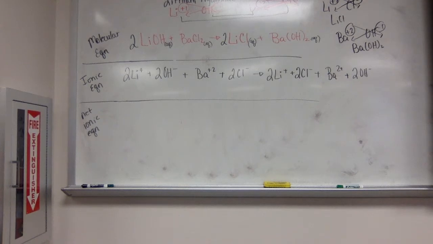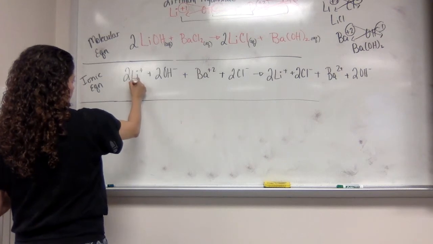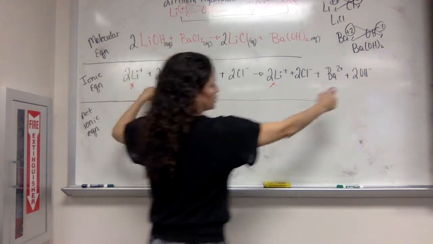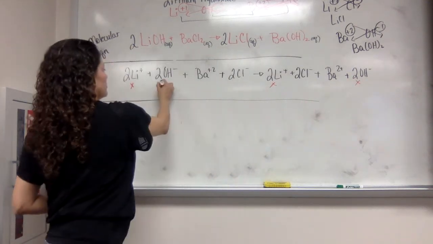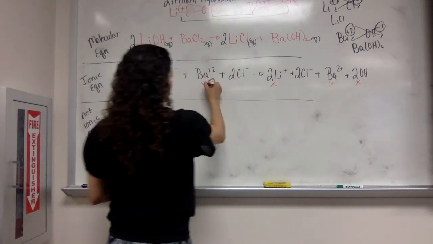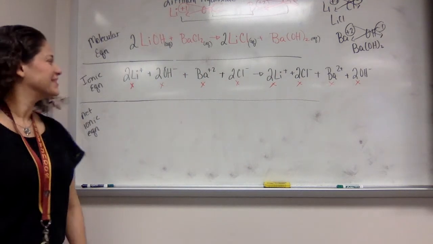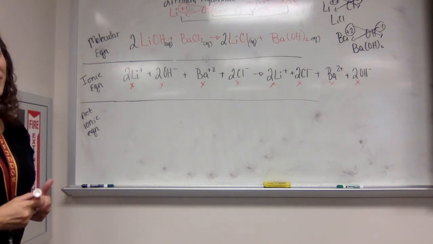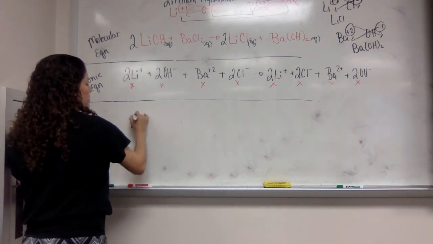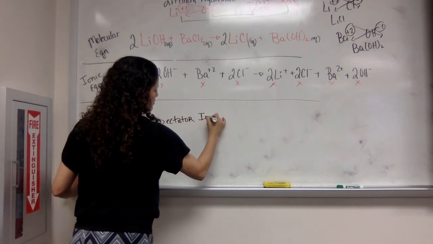So now it's just canceling. What do I see on both sides? I have 2 lithiums here, 2 lithiums there. I have 2 hydroxides here, 2 hydroxides here. That cancels out. I got barium ions here and 1 barium ion. That cancels. I got 2 chlorines, 2 chlorines. Wait a minute. It's all gone. All right, and that is very possible because they're all spectator ions. Okay, so that would be your answer. All spectator ions.